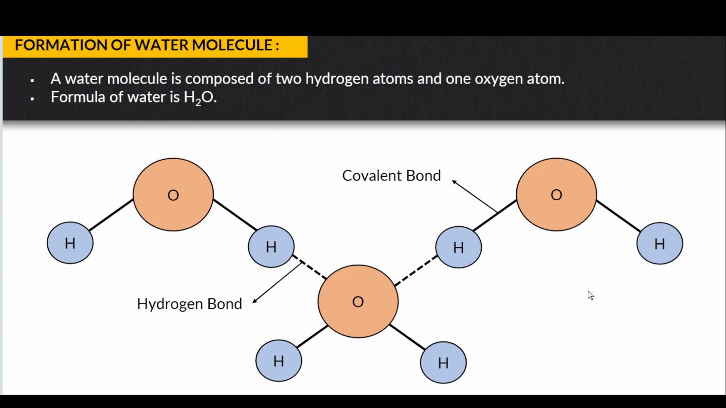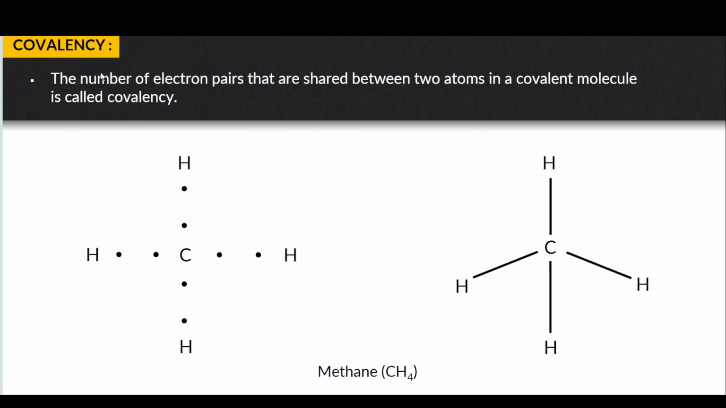How do these water molecules combine? Because when we take even a sip of water, it has thousands of water molecules, right? So how are these water molecules combined? Again, to combine these water molecules, there is hydrogen bonding, which is a weak bonding as compared to covalent bonding. Covalency: the number of electron pairs that are shared between two atoms in a covalent molecule is called covalency.